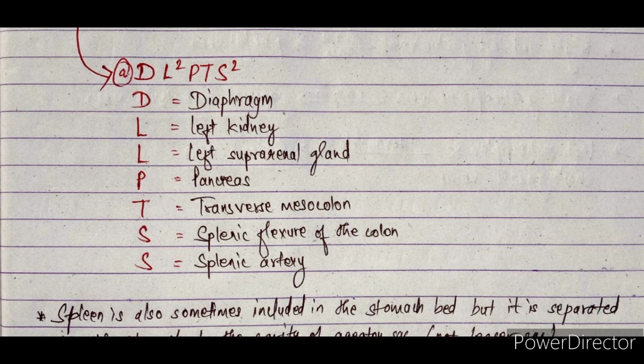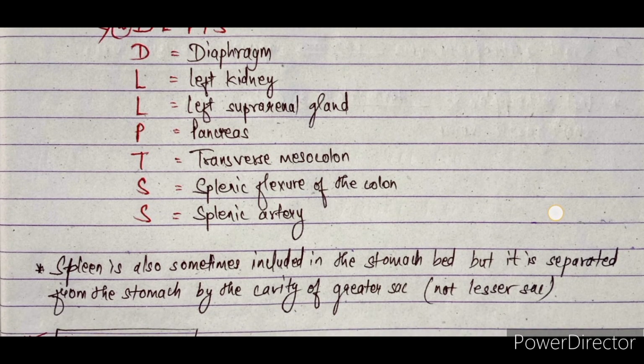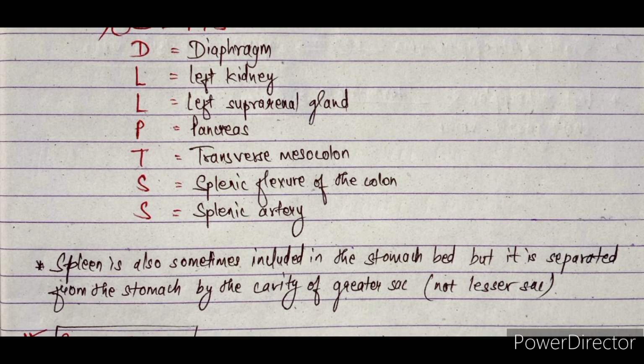So here we go. From D it is diaphragm, from L it is left kidney, from another L it is left suprarenal gland, from P it is pancreas, from T it is transverse mesocolon, from S it is splenic flexure of the colon, and from other S it is splenic artery. Sometimes spleen is also included in the stomach bed, but it is separated from the stomach by the cavity of greater sac, not lesser sac.